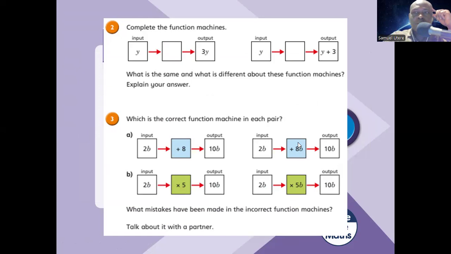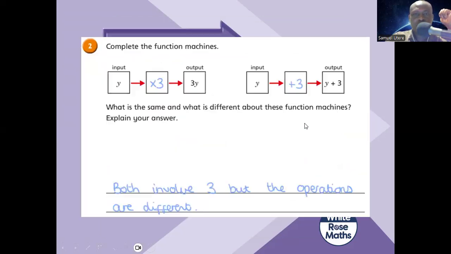Okay. Assuming you've paused the video and you've really had time to think about this and work through it, here are the answers. Okay, so this is the answer for question 2. You're asked to complete the function machine. We can clearly see that we had y before, we now have 3y. So we must have multiplied by 3. Here we had y before, we now have y plus 3. So we must have added 3 to y.